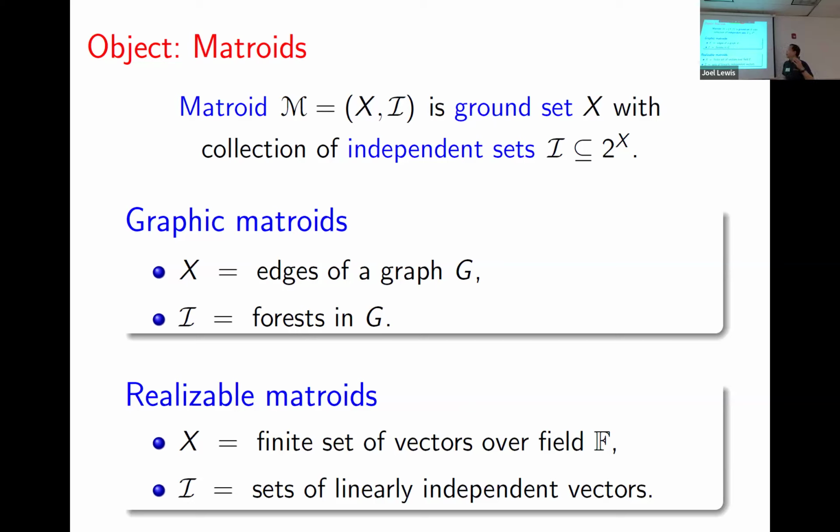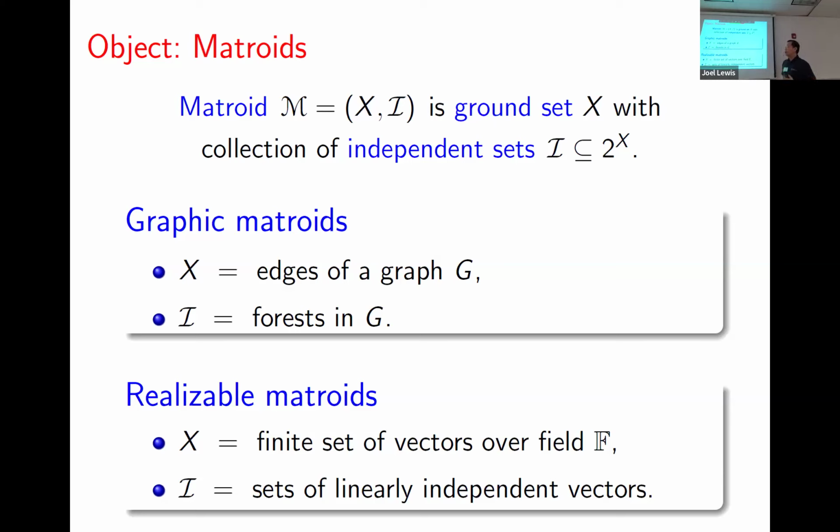But for now, let us just see two examples, so that we have something concrete in mind and things are not very abstract. The first example should be the graphical matroid. This is when the ground set X is the set of edges of any given graph, and your independent sets will be any set of edges that do not form a cycle, a forest. So this is the example that we saw in the third inequality.